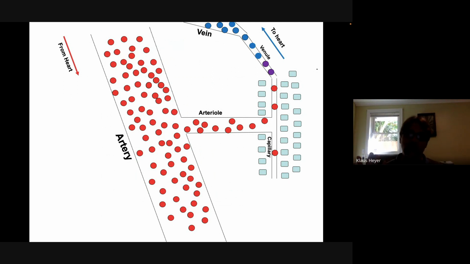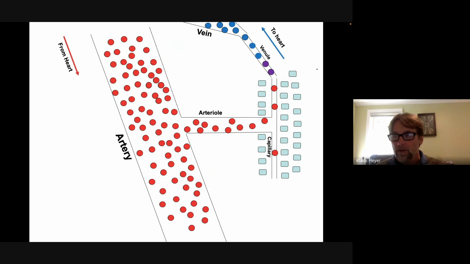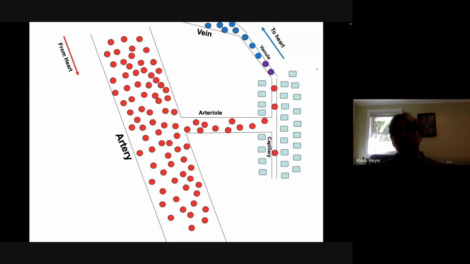And so you see lots of red blood cells there. And then as it gets smaller, it becomes an arteriole, which I think of like Judge Perez or Paris Road. You can go fast, but not as fast as you were on the interstate. So it's slowing. The idea of an arteriole is to slow down the blood.